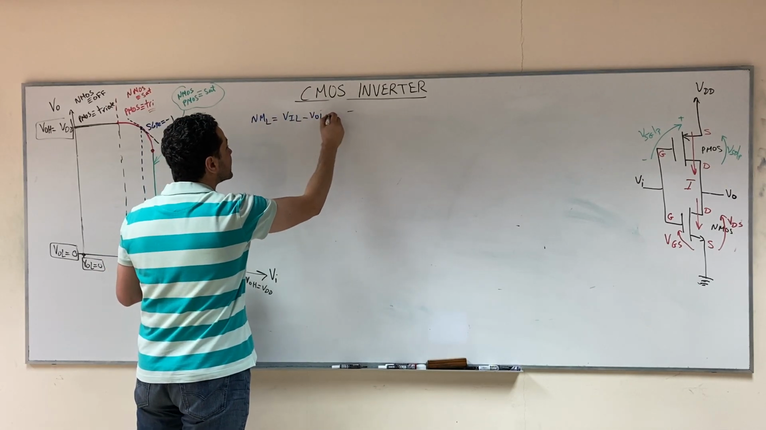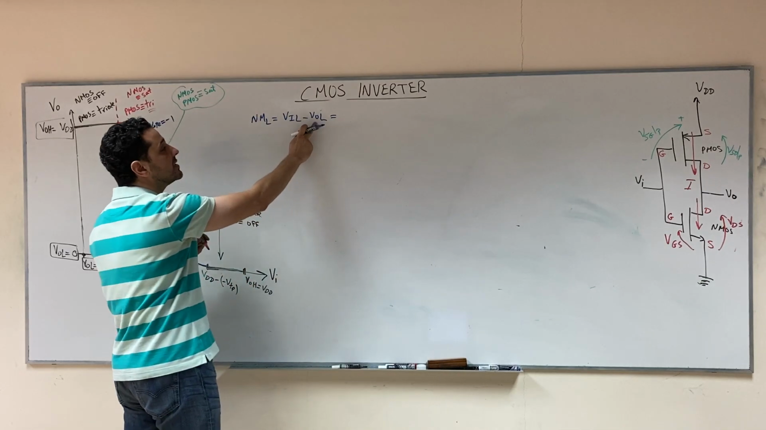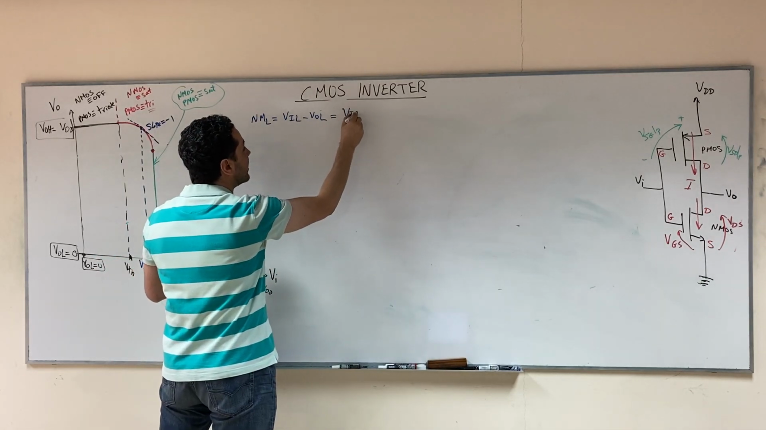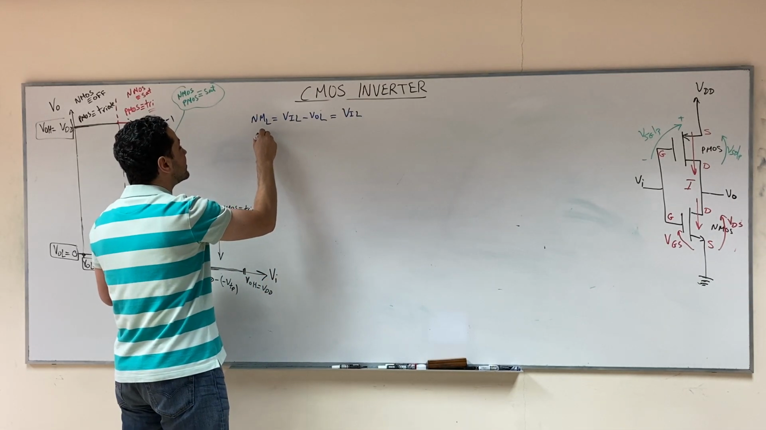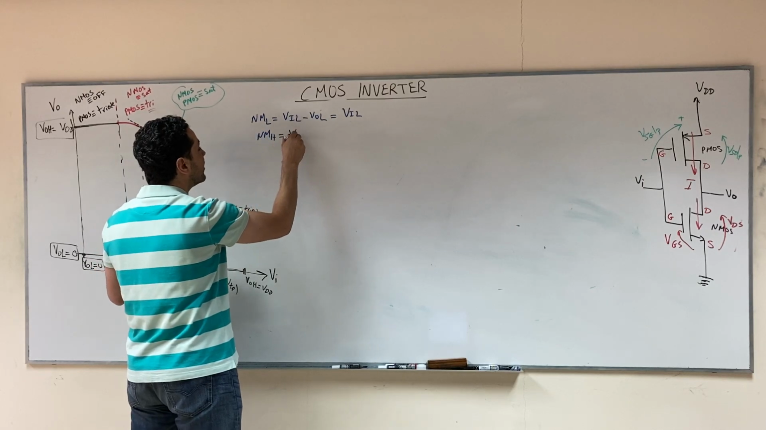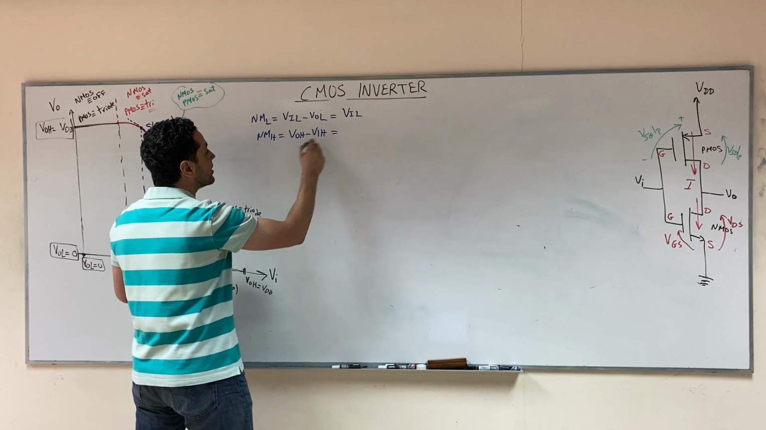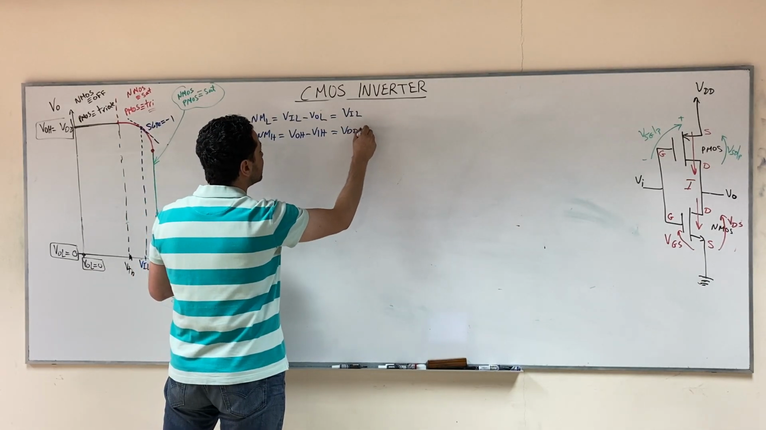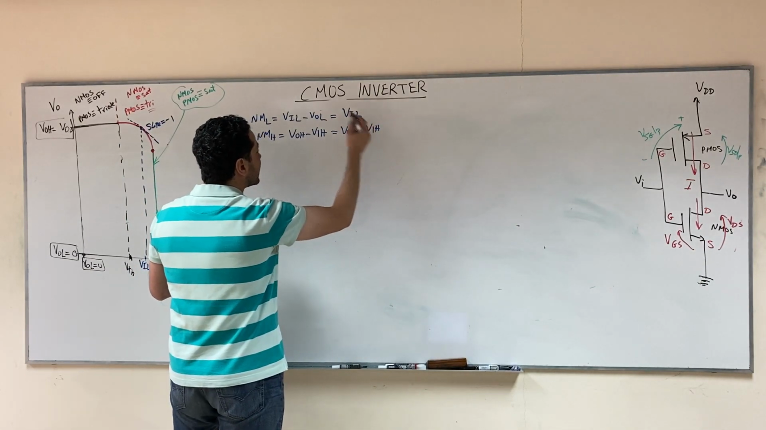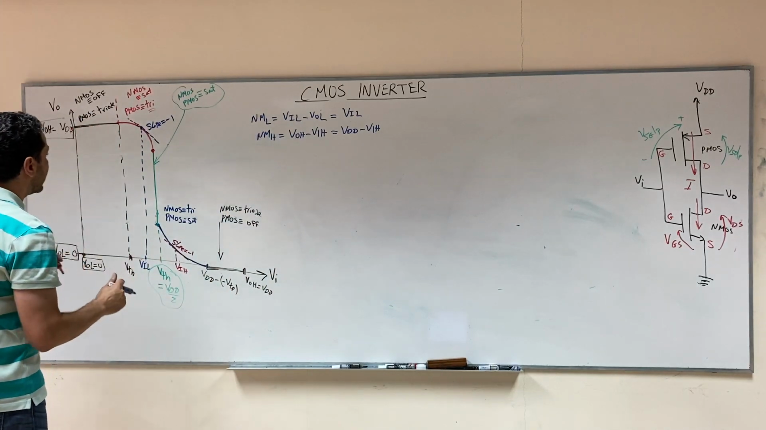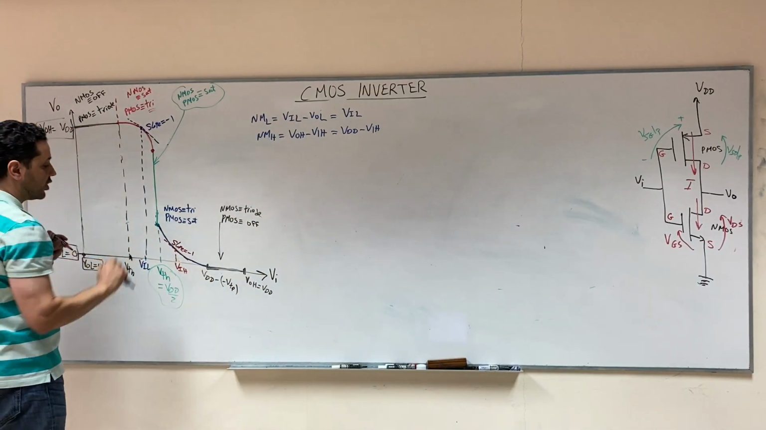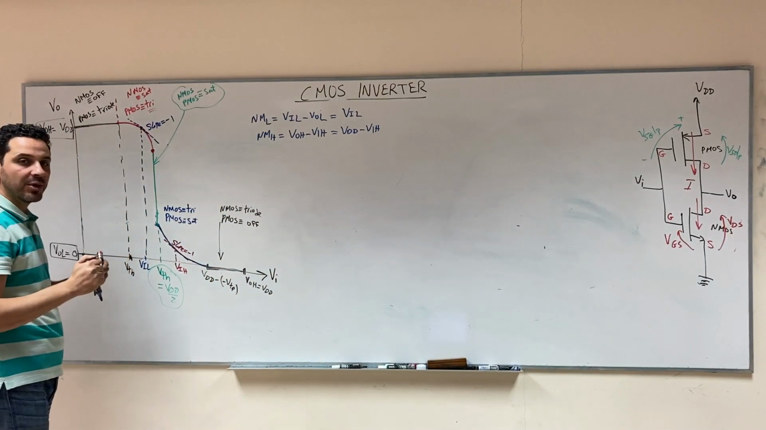Once we find VIL and VIH, we can calculate the noise margin low to be VIL minus VOL, which is here, because VOL is 0 here, it will be VIL. And we can calculate the noise margin high to be VOH minus VIH, and because VOH here is VDD, it will be VDD minus VIH. But again, how do we calculate VIL and VIH? We have to find the point at which the slope is -1. How to find this point?